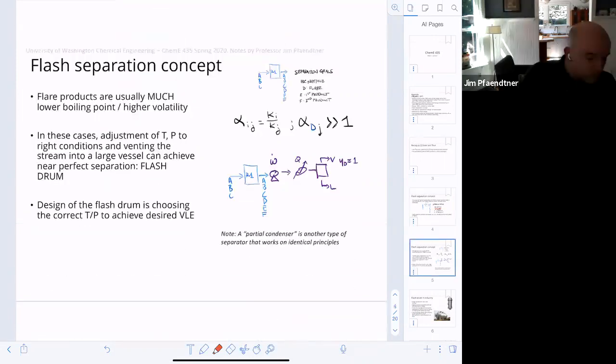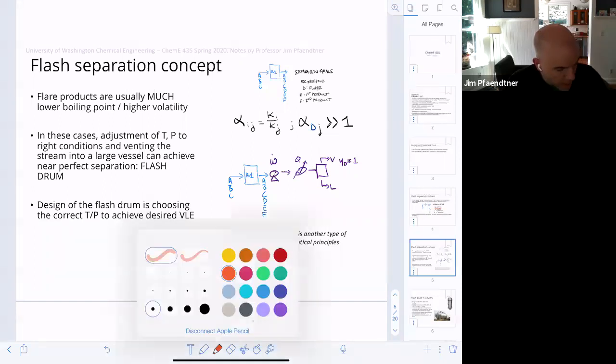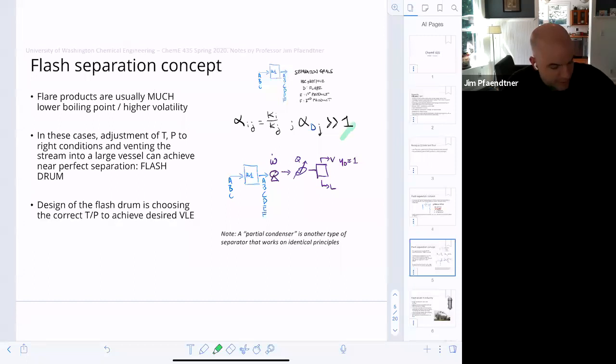So in order to separate that light boiling component, in my example here, it's component D. In order to separate that component, we often don't have to do something complex like distillation or any other unit operation. We can take advantage of the fact that we have this huge separation in boiling point. And that manifests itself, you might remember from the first week, by having this really large separation factor alpha. So alpha is the ratio of the partition coefficient, Ki being the vapor liquid equilibrium partition coefficient. And when that ratio is much, much greater than one, it's very easy to make a separation.